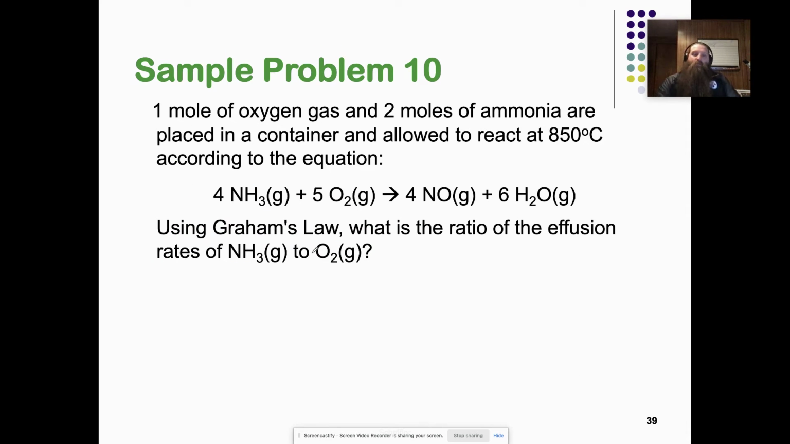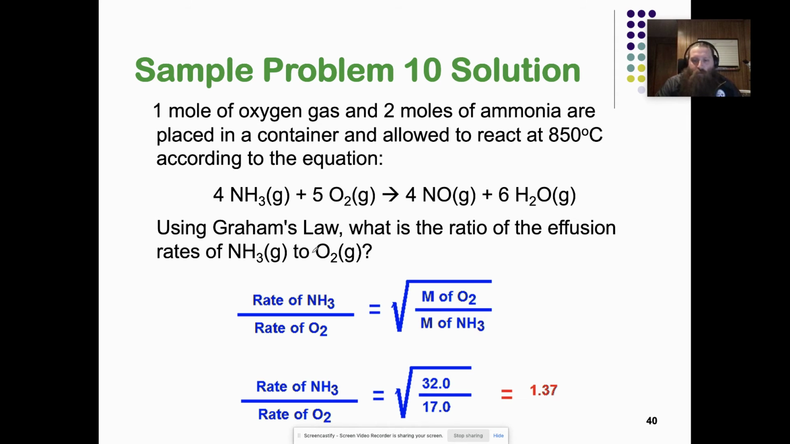Now, let's look at a problem like that. It says a mole of oxygen gas and 2 moles of ammonia are placed in a container and allowed to react at 850 Celsius according to this equation. Using Graham's law, what's the ratio of effusion rates of ammonia to oxygen? All right, well, this is pretty simple. We take the rate of NH3 to the rate of O2, so NH3 on top, O2 on the bottom, because it says effusion of NH3 to O2. So that means this goes on the top and this goes on the bottom.